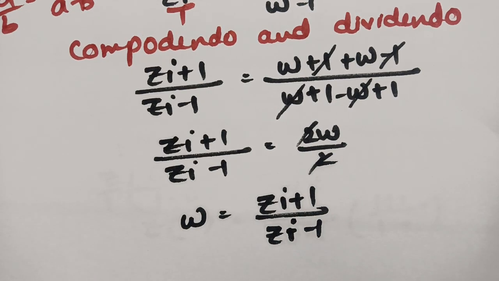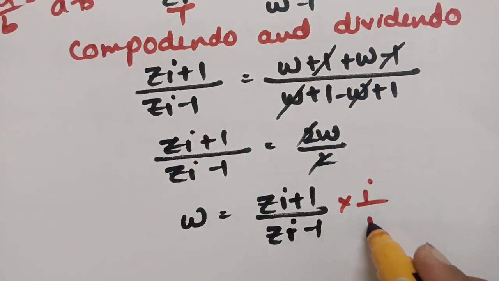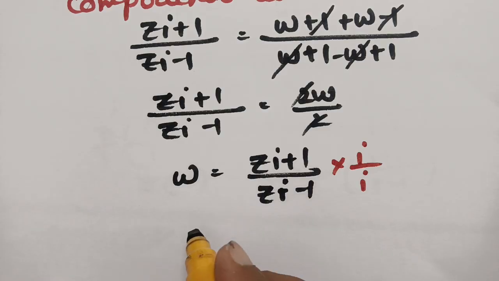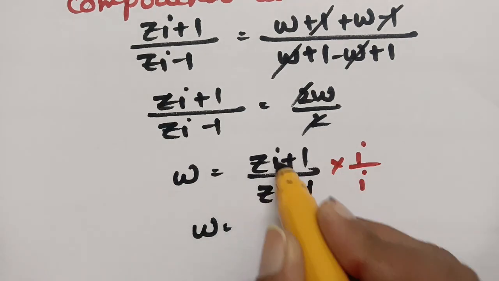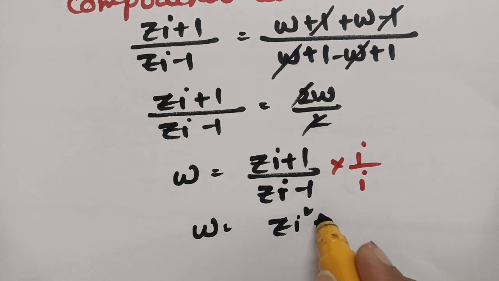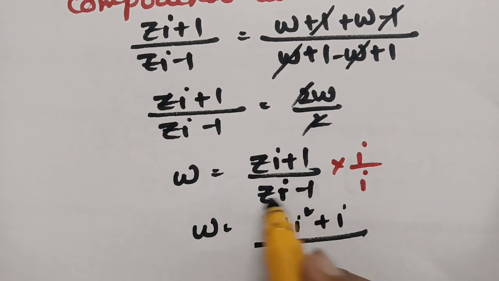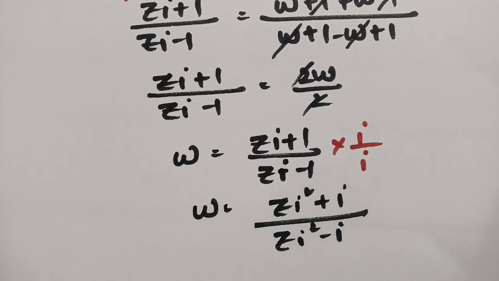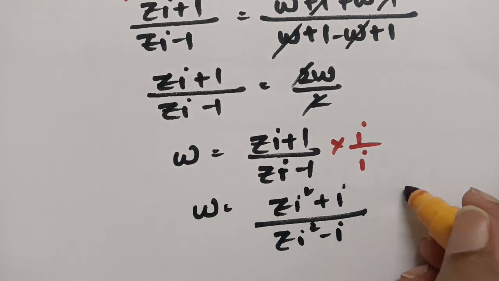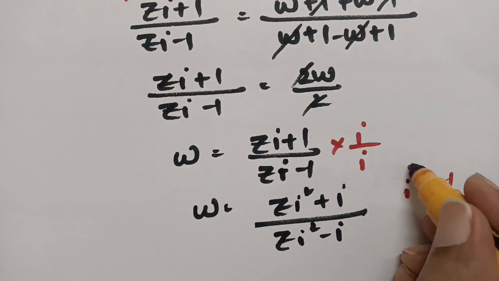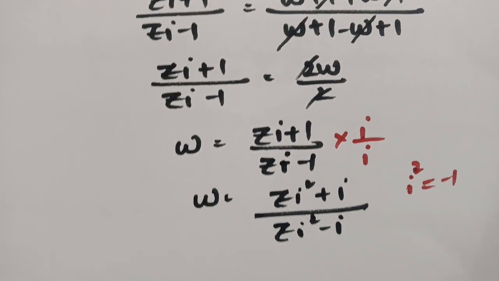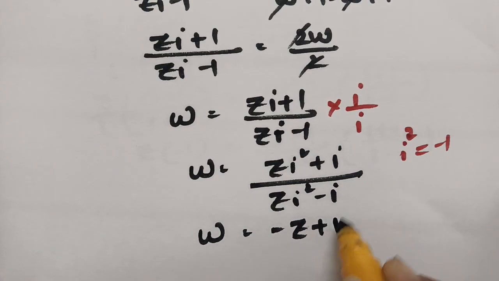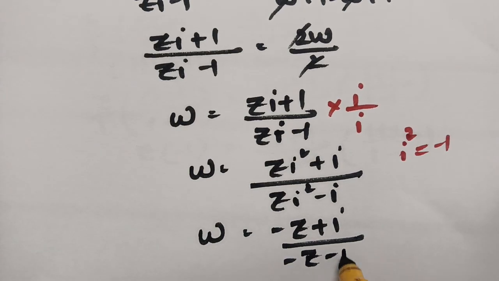Still, if I multiply with i here, plus i and minus i, and see what happens here. So this value is going to become Z square plus i by Z square minus i. As you know, i square value here is minus 1, and therefore W can be written as minus Z plus i, and here minus Z minus i.